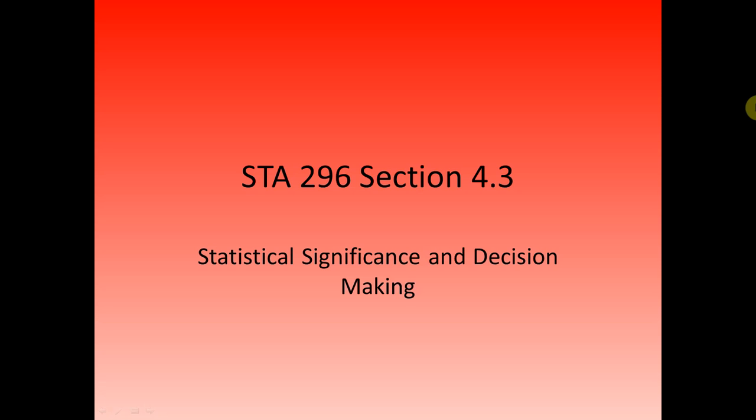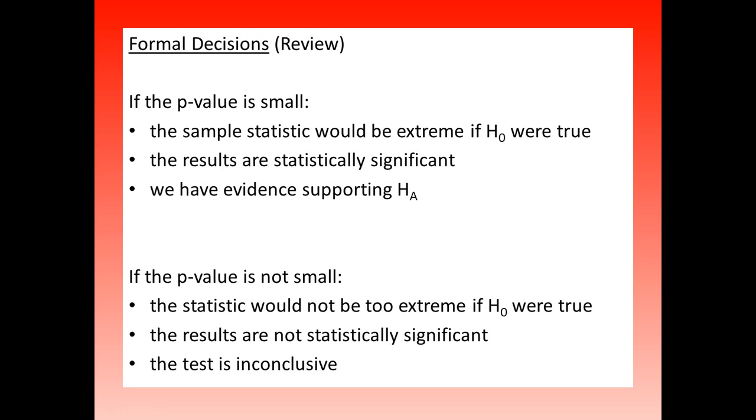Section 4.3 covers the decision that's made at the end of a hypothesis test. If you already have the p-value computed, this is one small step, so this section might go by kind of fast. This is what we know so far from sections 4.1 and 4.2. So the natural question is, what does small mean?